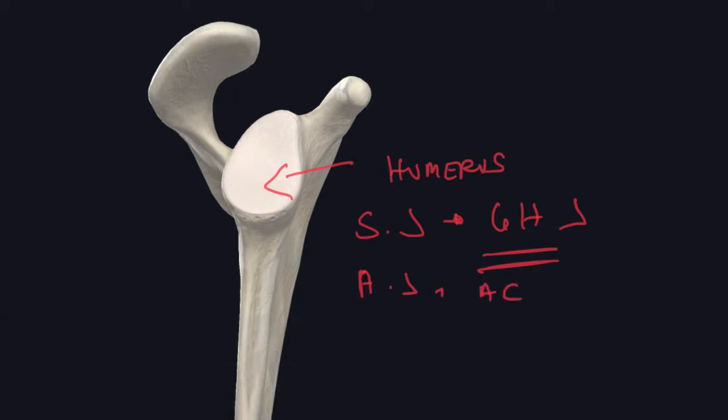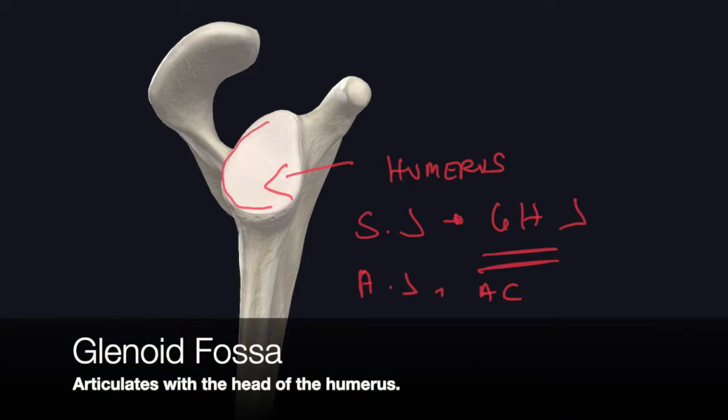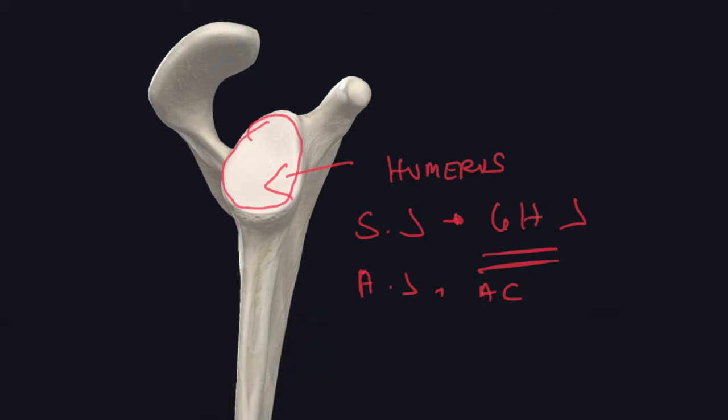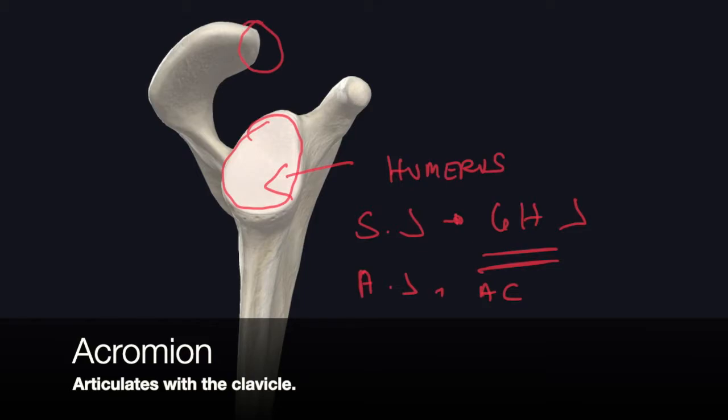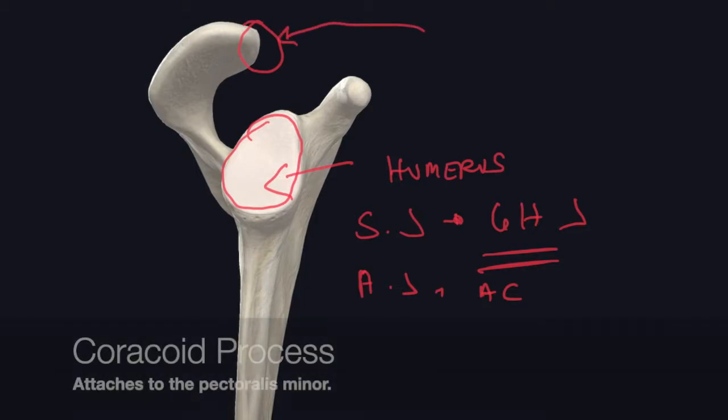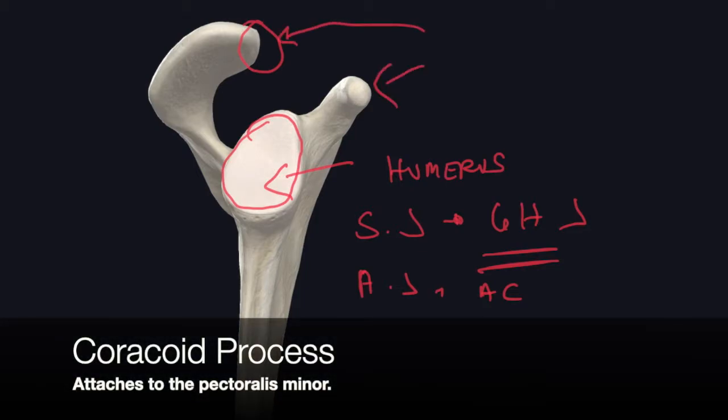Lastly, another important thing is your glenoid fossa. The whole thing is your glenoid fossa. This is your acromion, where your clavicle would connect, and your coracoid process, which is a connection to your pectoralis minor.